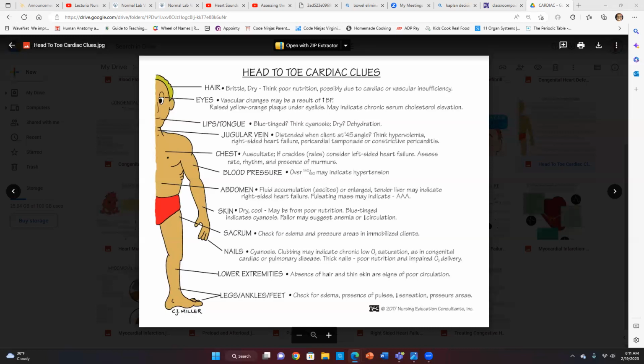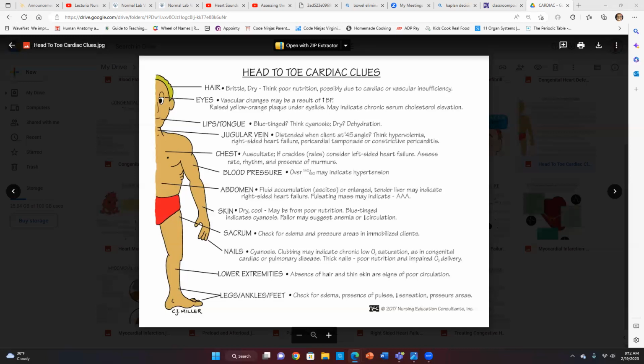But if my patient has a cardiovascular issue, when we think about their circulation and all of their cells and tissues getting really good, rich, oxygen-rich blood, it's not going to happen. And so that's why their hair may be affected. And we'll also look at their lower extremities, and I'll talk about that when I get to it. Okay, so that's their hair. Their eyes may be changing because of an increase in blood pressure. Okay, so raised yellow-orange plaque under their eyelids, that's something that you definitely have to know.